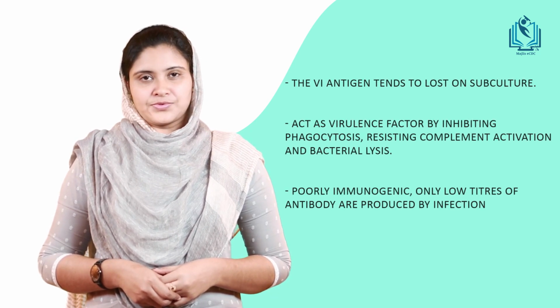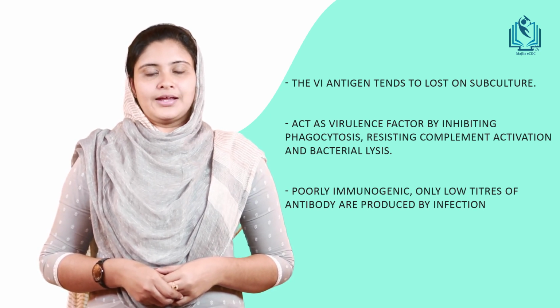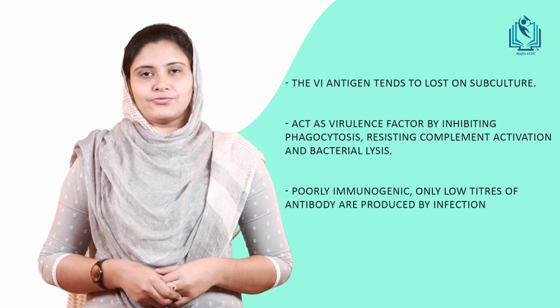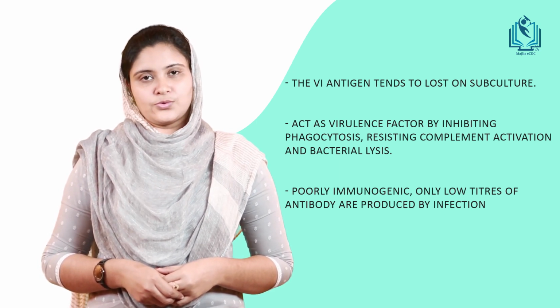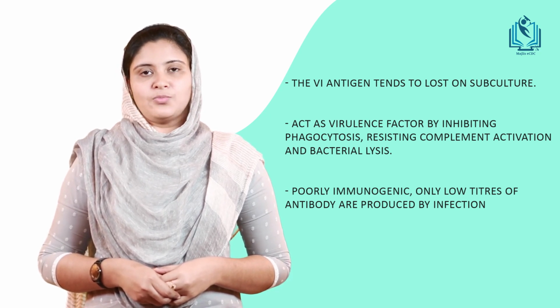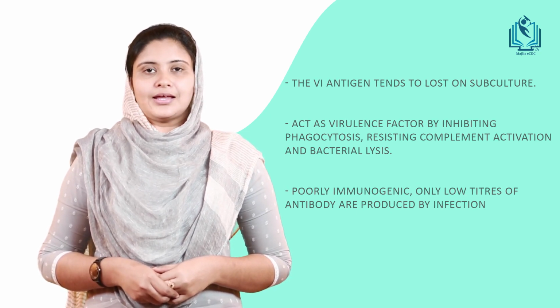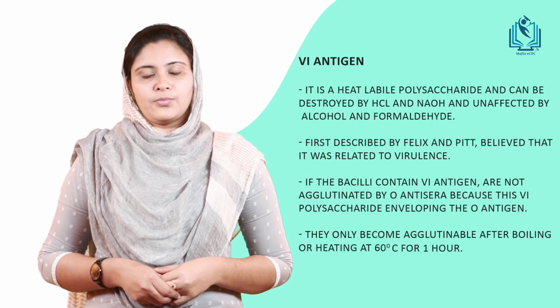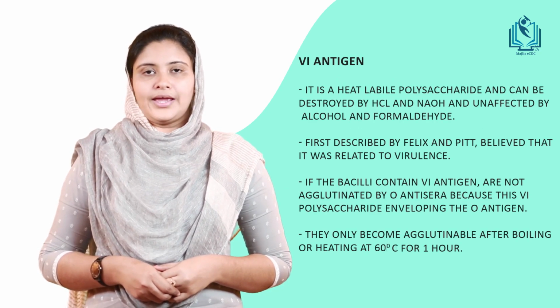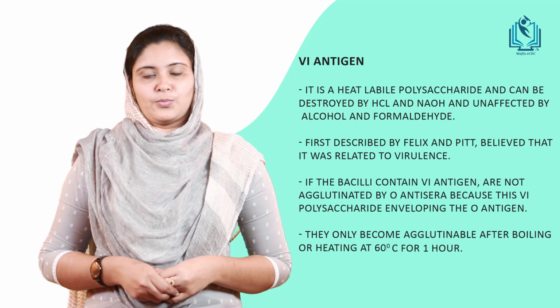Then the next type of antigen is the Vi antigen. This Vi antigen is present in the capsule since it is connected to the virulence of Salmonella typhi. And this Vi antigen acts as a virulence factor by inhibiting phagocytosis, resisting complement fixation or complement activation as well as bacterial lysis. Then the Vi antigen is polysaccharide in nature and heat labile, and can be destroyed by treatment with HCl or NaOH, but it is unaffected by alcohol and formaldehyde.